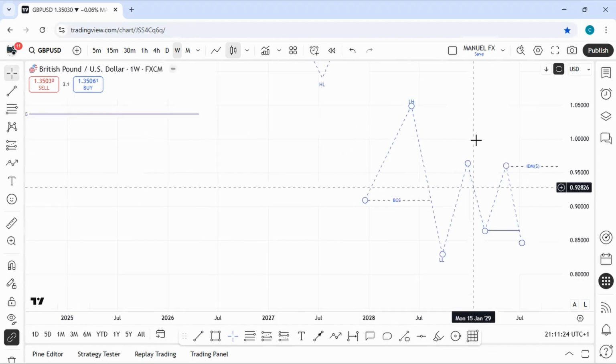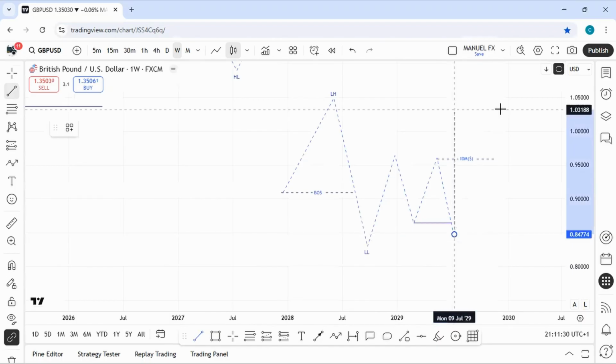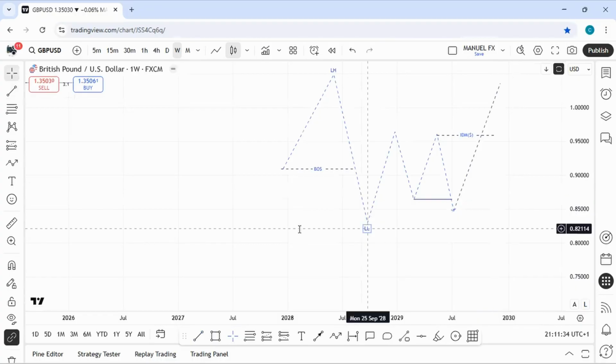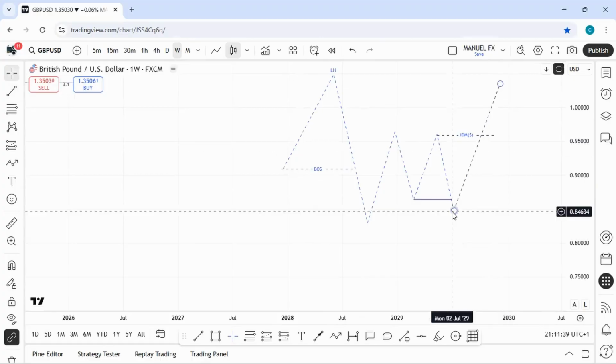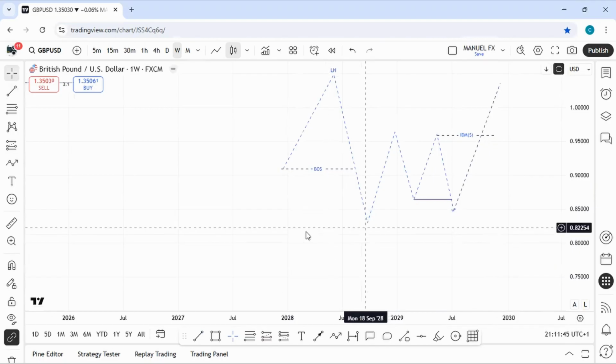Now we expect price to take out this inducement. So price will come here and take this out. Once price takes out this inducement, we then confirm this low. Initially, this low will not be confirmed. So price takes out this inducement. Once price takes out this inducement, we then confirm this low as our lower low.